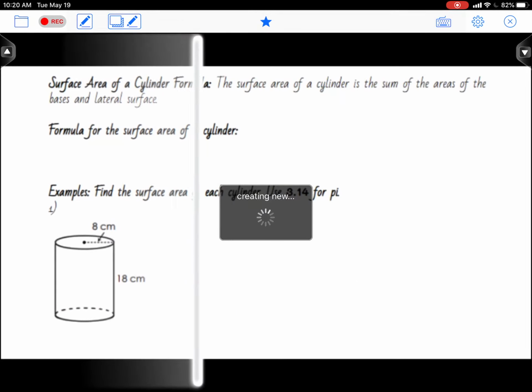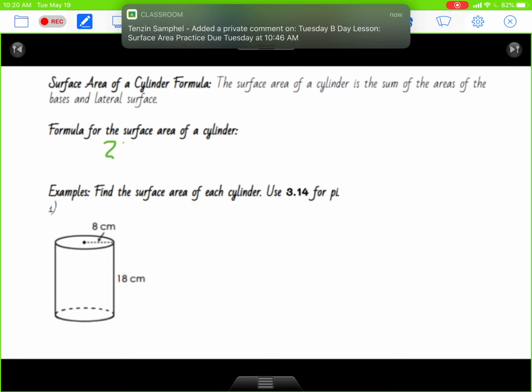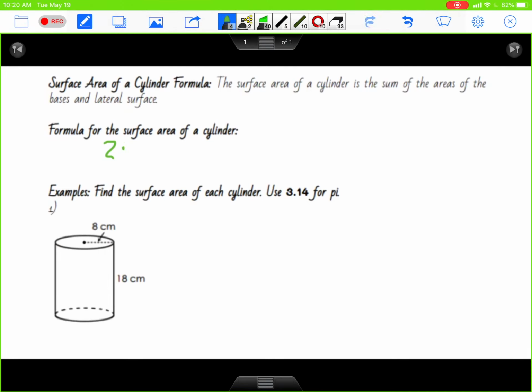We're going to be talking about the formula now. This is what we're going to mainly use to find the surface area. If you remember before, surface area is just the sum of the bases and the sum of the lateral faces. That's it. Our formula for the surface area of a cylinder is 2 times pi times r squared plus 2 times pi times r times h.